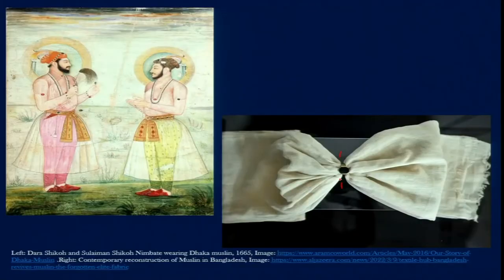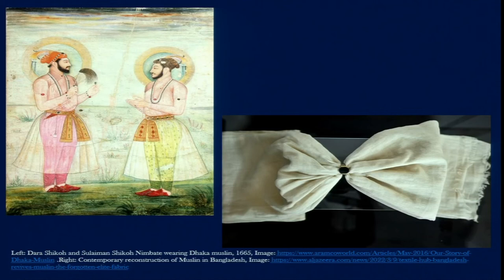The other quality of muslin that we know is that, because of the super fine thread or yarn that is used, it can be passed through a ring worn on a finger. Like this one, which is a contemporary construction of muslin in Bangladesh. So this kind of fine quality of fabric was produced.